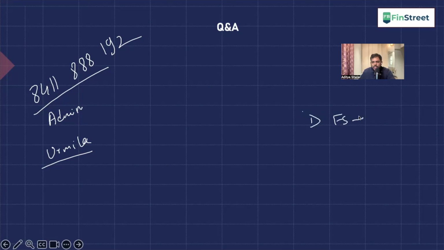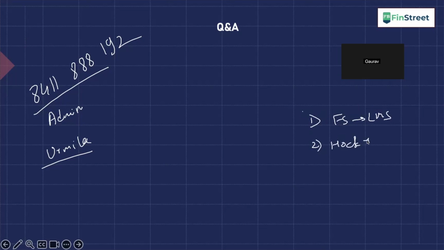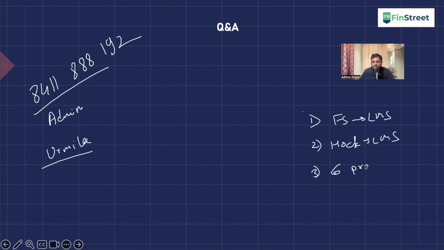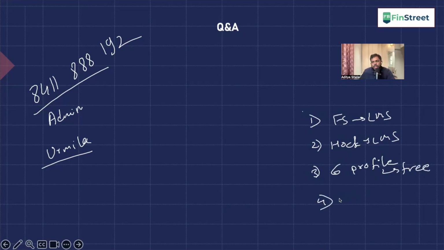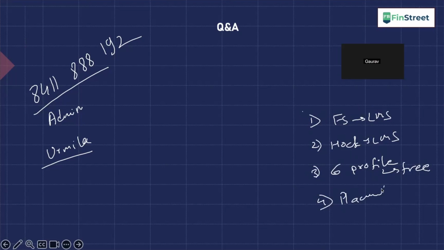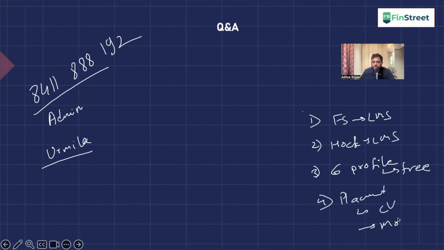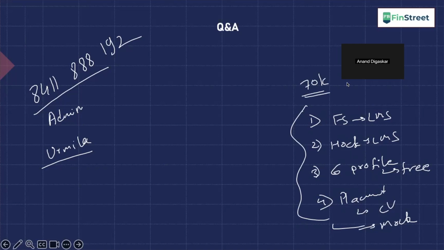So I'll just brief you what you'll get. You'll get FinStreet's LMS access for both parts, Hock LMS access for both parts. Then there are 6 profile building certifications. These are for free. Then we have something called placement bootcamp. In this we have CV drafting services, mock interview services, again for free. So everything under one umbrella, 70K. Okay. Thank you, sir.